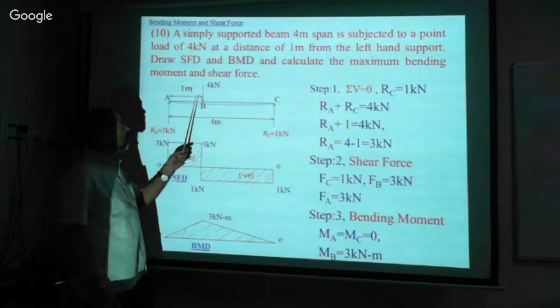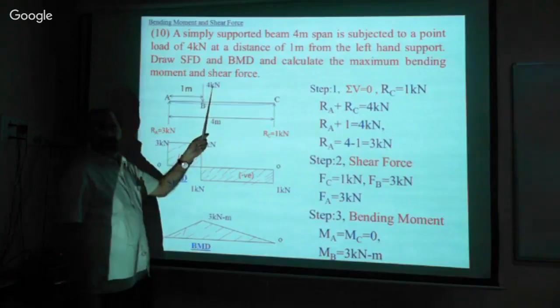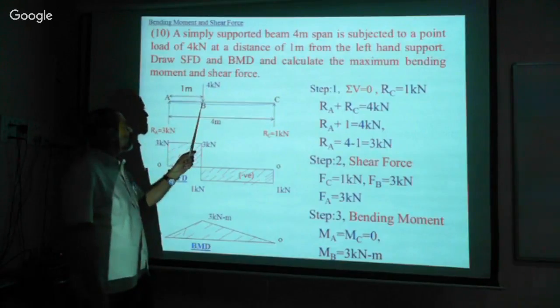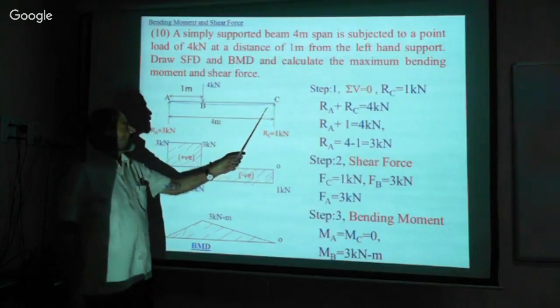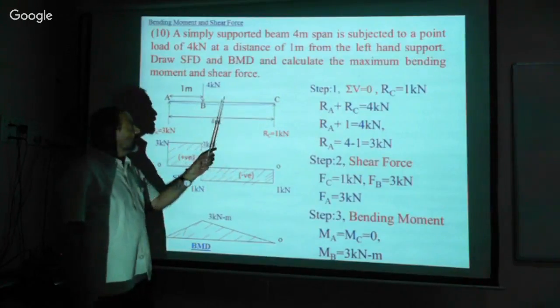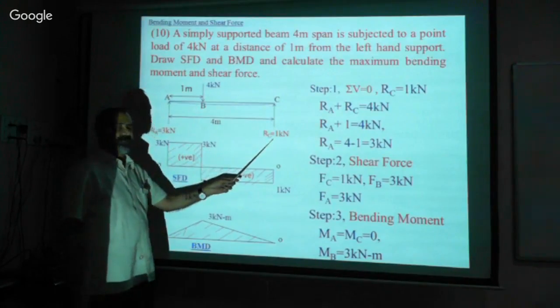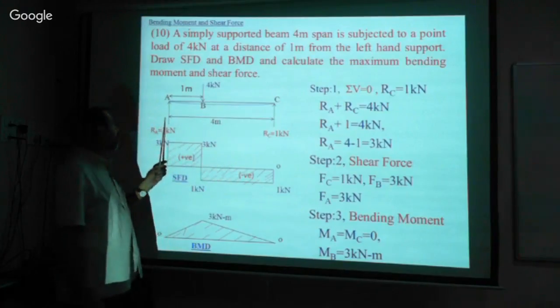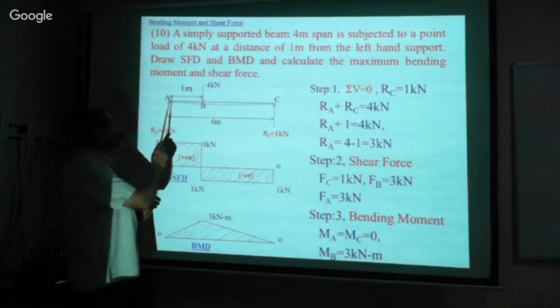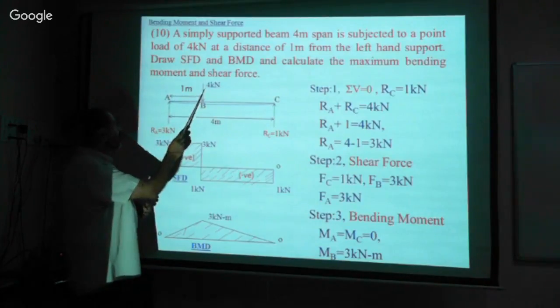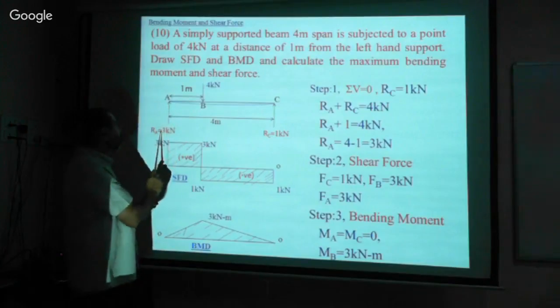Now, because 4 kilonewton is acting at the 1/4 distance, and this is at the 3/4 distance, less force is received by this support, and more force is received by this support. Therefore, RA is equal to 3/4 of the load, taken by this support because it is near to the reaction RA.